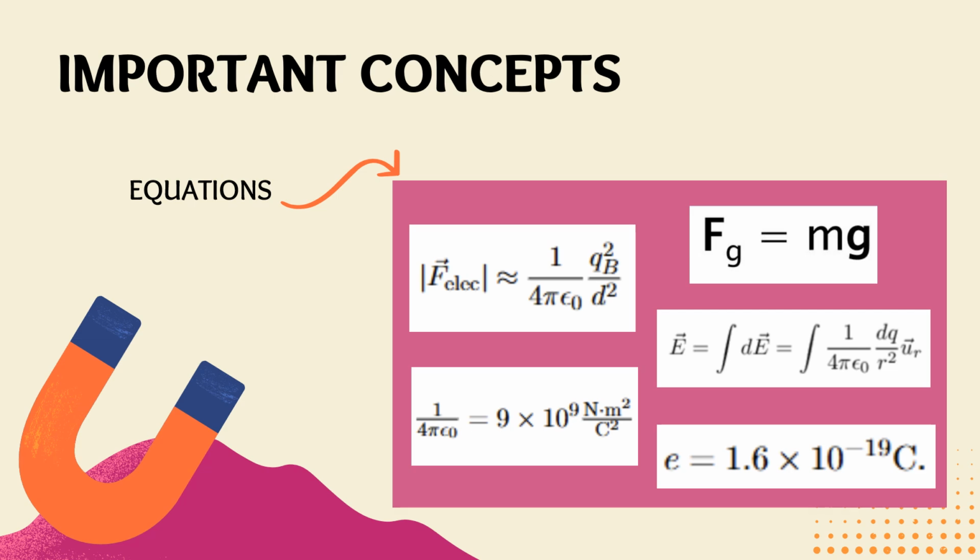Here are some important concepts and equations that we'll need to know. First, we have electric force and the gravitational force, and then E, which is the sum of all dE, which are the electric fields at certain locations, all added together to get the total electric field. And then we have some constants, where K equals 9 times 10 to the 9th, and e, which is 1.6 times 10 to the negative 19th.